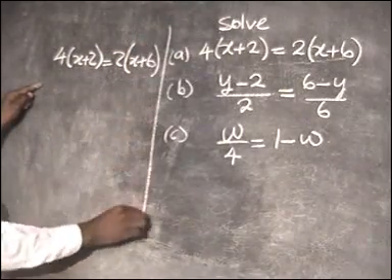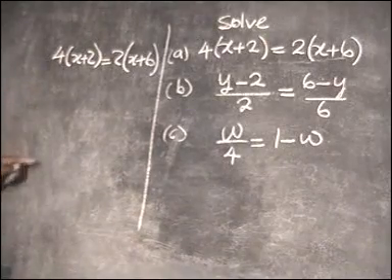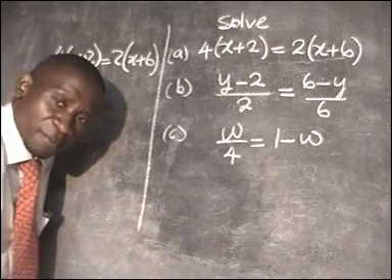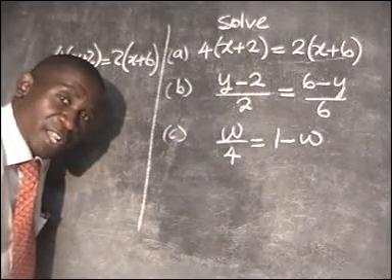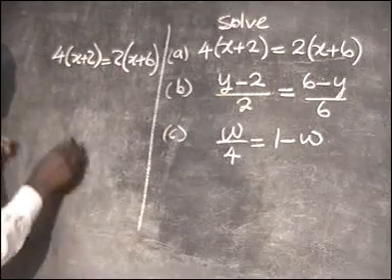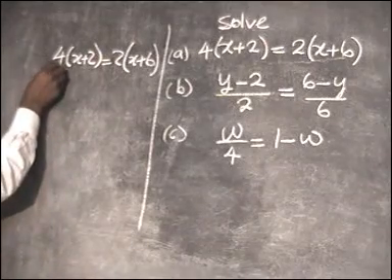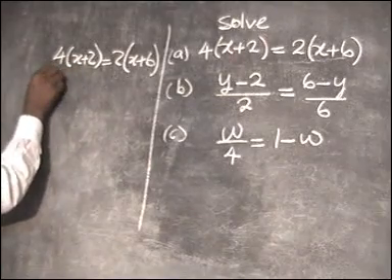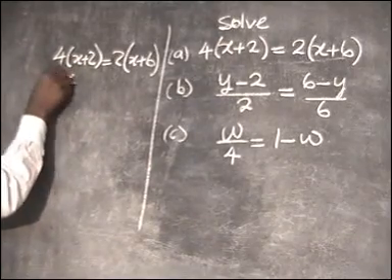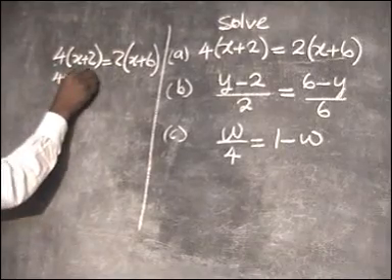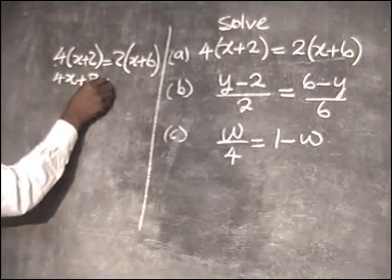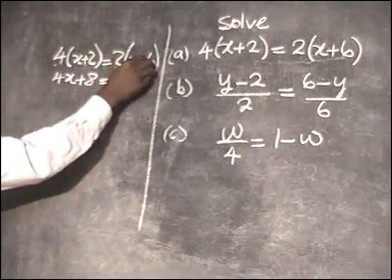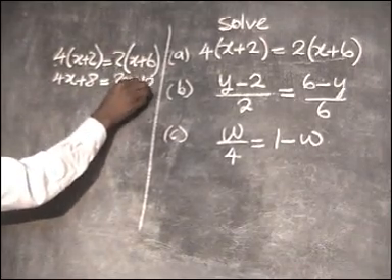I make a demarcation. From there, in the first place, this one involves brackets, so the brackets must be removed. And how do you remove the brackets? You remove the brackets by multiplying out. This 4 is going to be multiplied by x, and 4 multiplied by 2. So 4 multiplied by x, you get 4x. 4 multiplied by positive 2, you get positive 8. Then maintain an equal sign. 2 multiplied by x, you get 2x. And 2 multiplied by positive 6, you get positive 12.